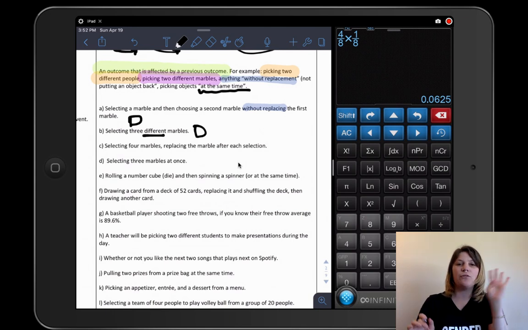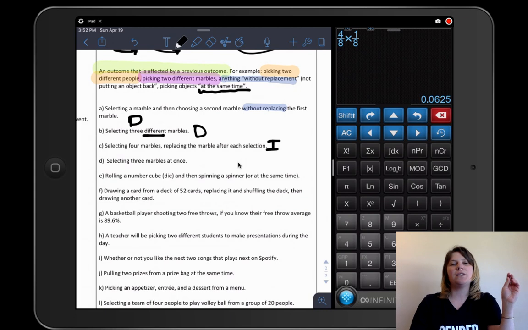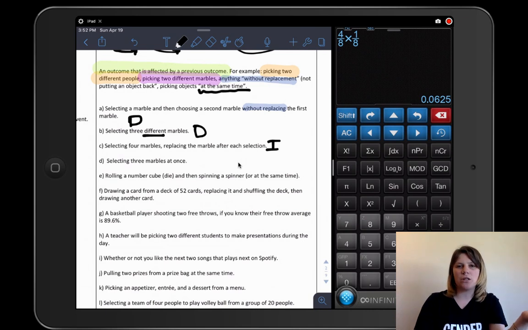Okay, selecting 4 marbles, replacing the marble after each selection. So that would be independent, because if you take something out and then you put it back in, you shake it up, you have the same exact bag of marbles that you started with at the beginning. So it's independent. It does not change the denominator from pick to pick to pick to pick.